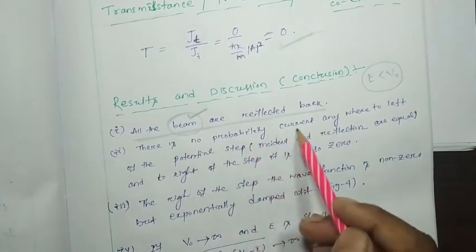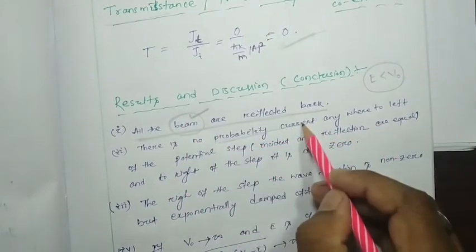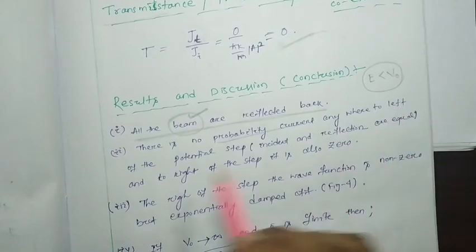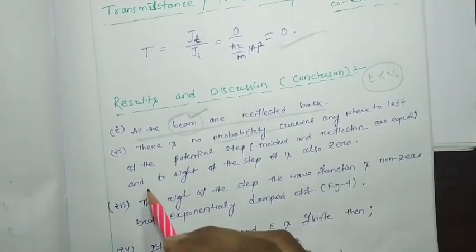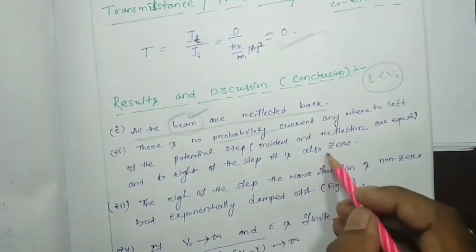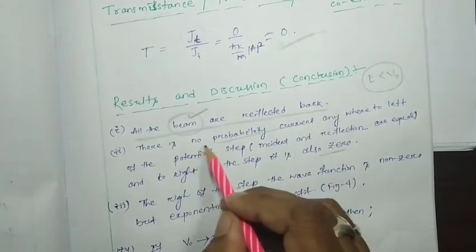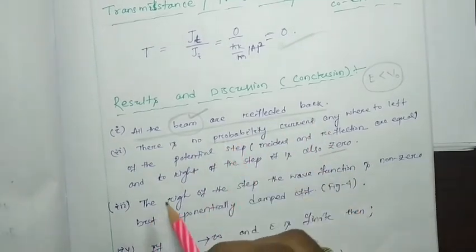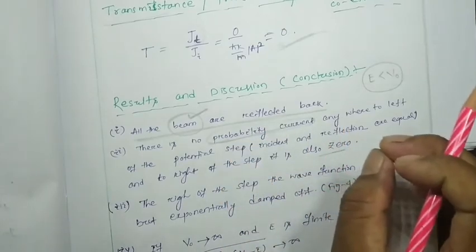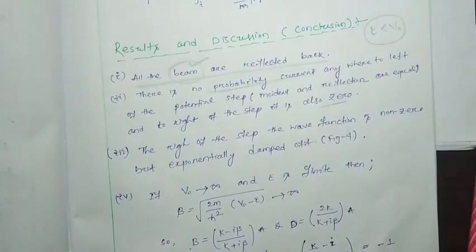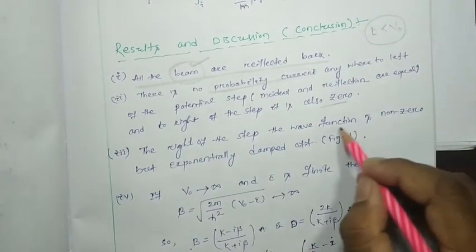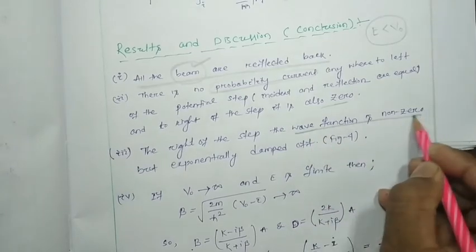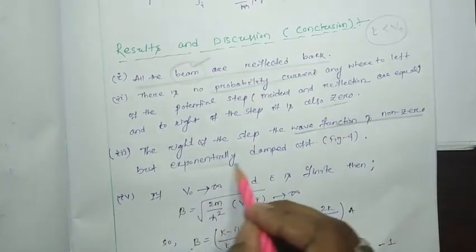There is no probability current anywhere to the left of the potential step. Incident and reflection are equal, and to the right of the step it is also 0. The probability current is 0. The probability of finding the particle will be somewhat there. To the right of the step, the wave function is non-zero but exponentially damped.